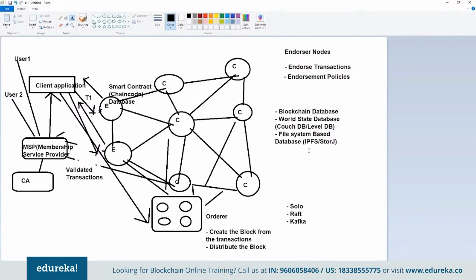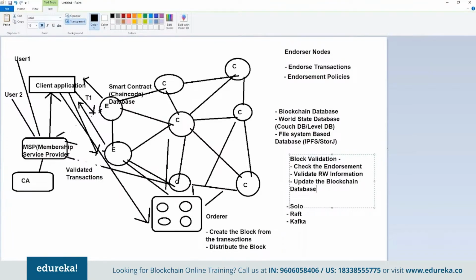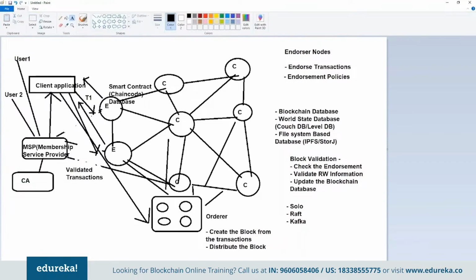And then you can have the individual files stored in a distributed file system like IPFS or similar, and they can be connected with a blockchain database because we can store the signature of these files in our blockchain network. So this is how your Fabric network looks. Smart contract is known as chaincode.